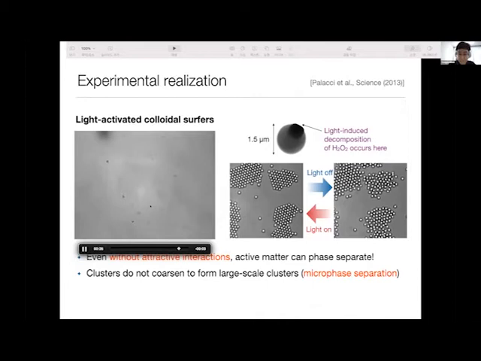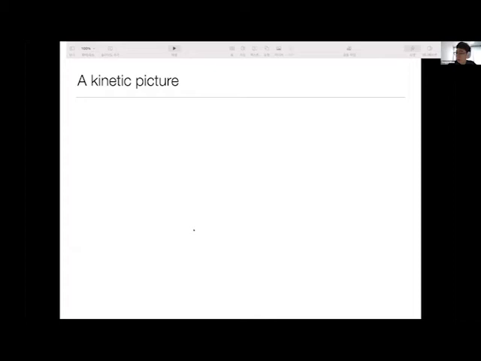When light is on, these particles form a sort of crystal-like structure by staying together. But when the light is turned off and these particles lose their propulsion, the clusters scatter and then disappear. Okay, so how do we understand this phenomenon using a kinetic picture?